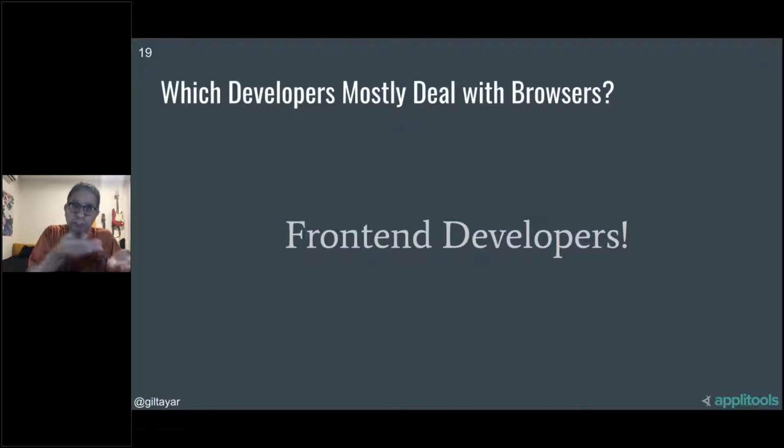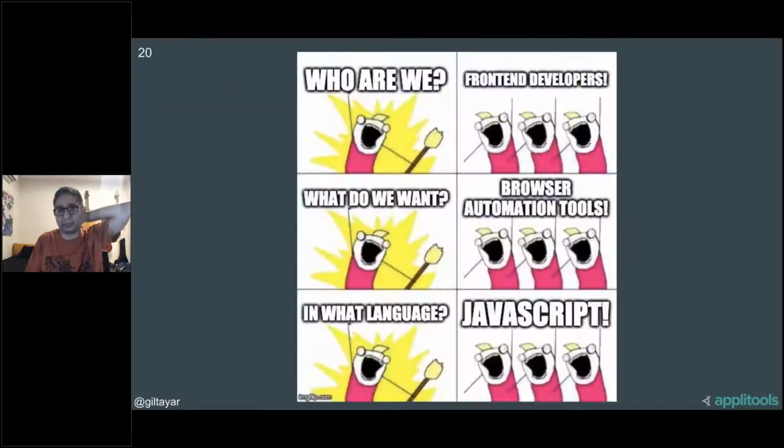And let's talk about which developers mostly deal with browsers, because we're talking about browser tests. And the answer is, well, front-end developers, obviously. Who are they? What do they want? They want browser automation tools to do their end-to-end tests. And in what language? Well, the only language that they speak. Testers speak Java, Python, Ruby, C#, JavaScript too. Front-end developers speak only JavaScript.